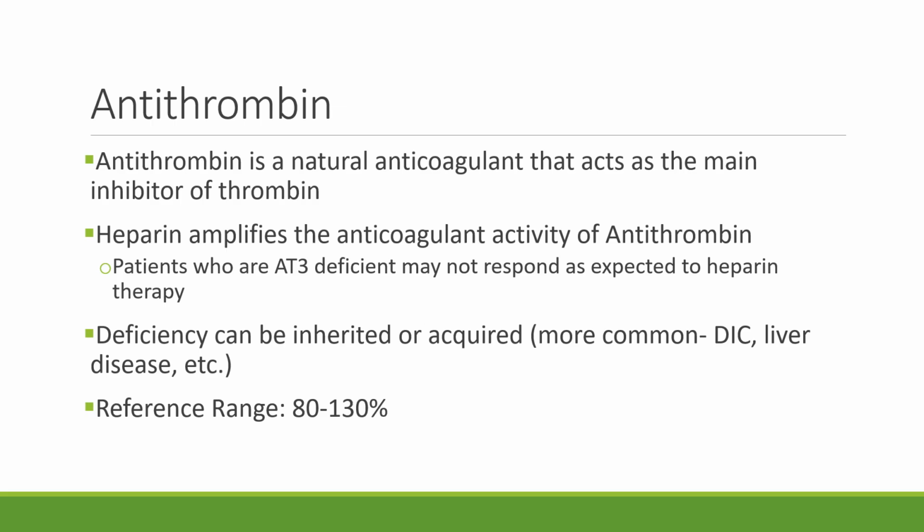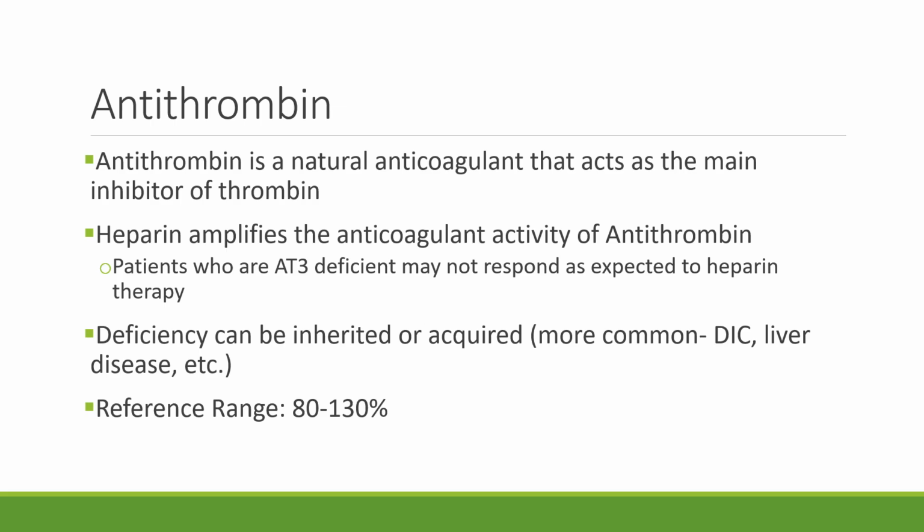Antithrombin. So antithrombin is one of our natural anticoagulants, and it acts as the main inhibitor of thrombin. Now, think way back. Recently, we just talked about thrombin. Thrombin does all things. It's associated with primary hemostasis, secondary hemostasis, and fibrinolysis. And antithrombin, think of him as the kryptonite of thrombin. It is a natural anticoagulant that acts as the main inhibitor of thrombin.